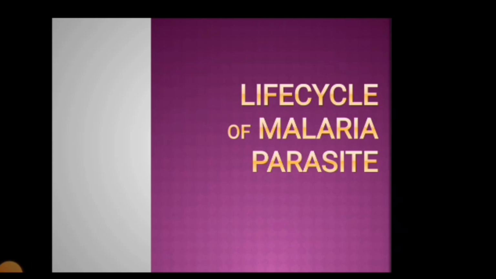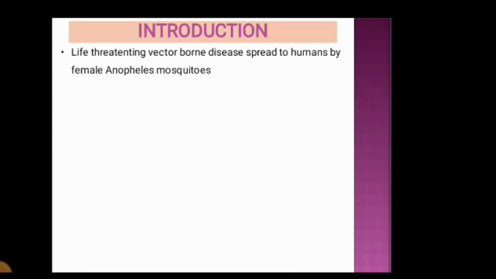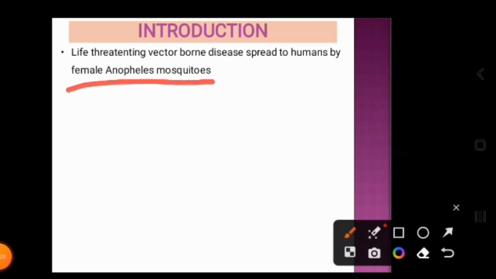In today's video, we are going to discuss the life cycle of the malaria parasite. So stay tuned. First of all, we will discuss some important points on malaria. Malaria is a life-threatening vector-borne disease that is spread to humans by the female Anopheles mosquito.